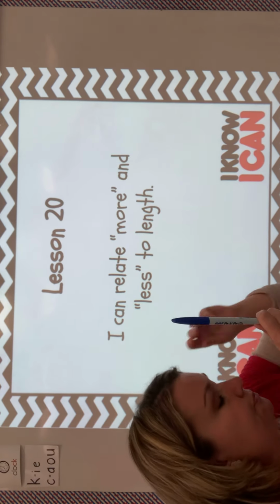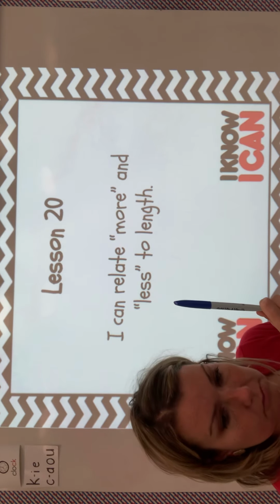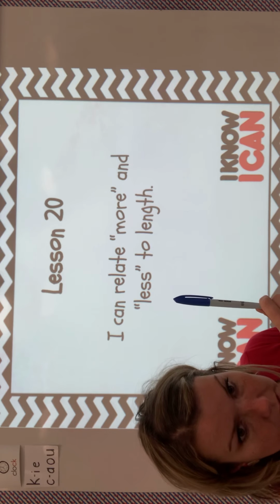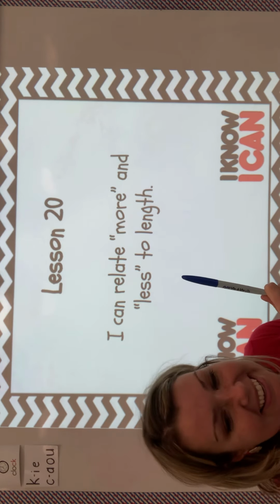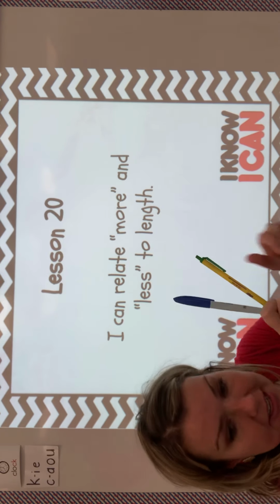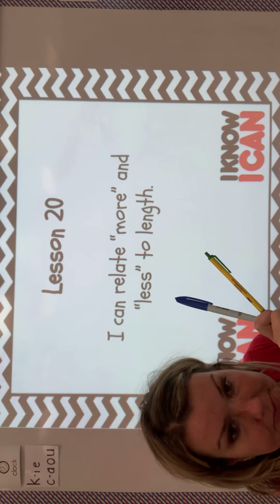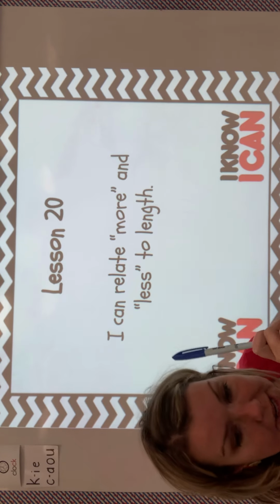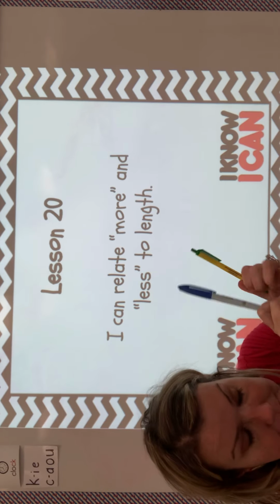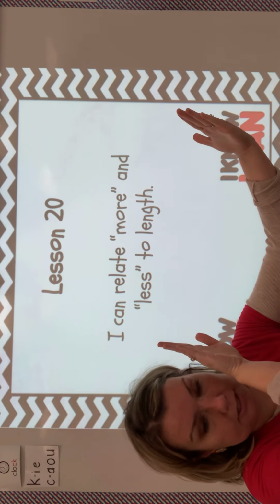Adeline? There's 5 pennies in a pen. But if I have 1, 2 pens is more than 1 pen, right? And 1 pen is less than 2 pens. And length is how long something is.